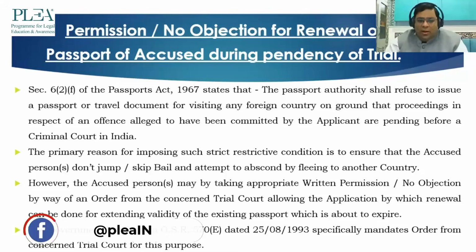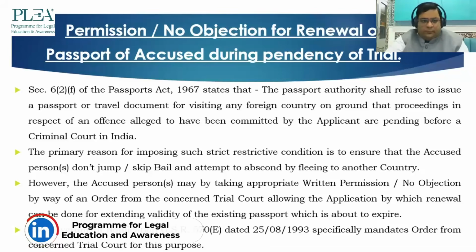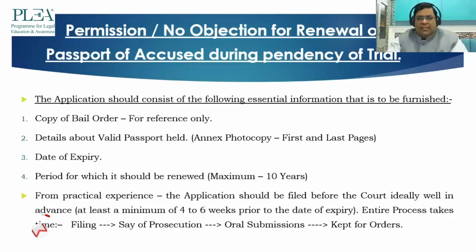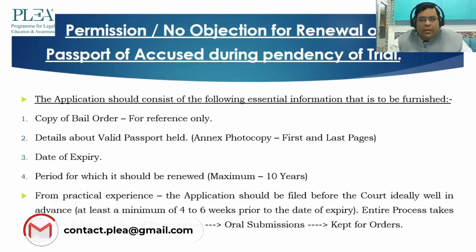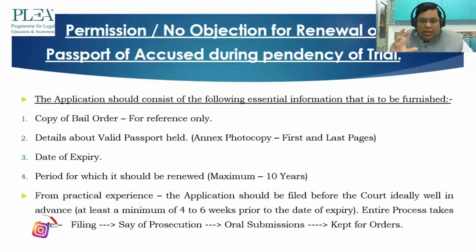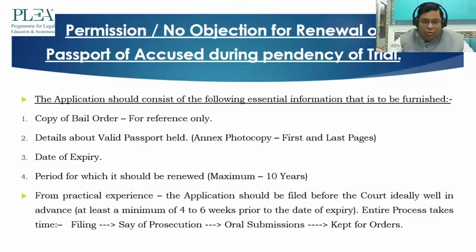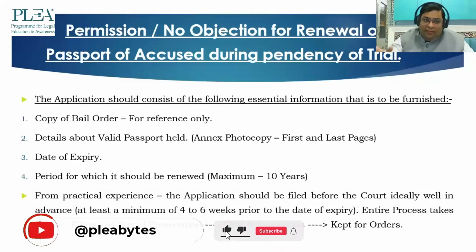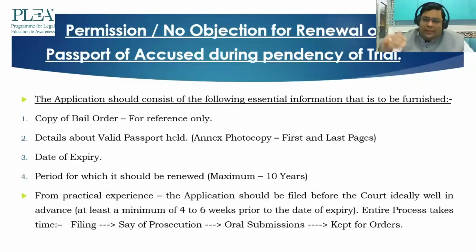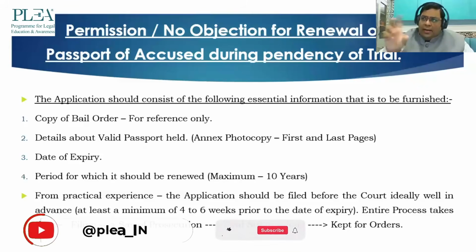Now, this is also covered in the government notification GSR of 1993 that specifically mandates the requirement for obtaining an order. Now, the application as such should contain the following essential information: the copy of the bail order, the details of the valid passport which is held by the accused, the date of expiry of the present passport, the period for which it is to be renewed. So it can be to a maximum period of 10 years, but sometimes the court may even at its discretion grant for a lesser period.